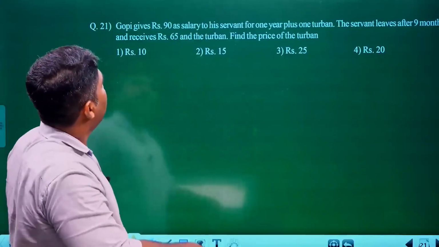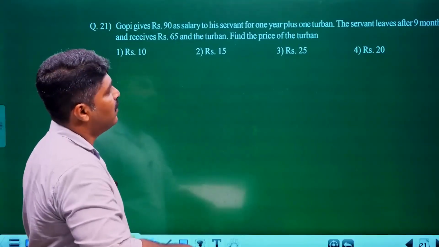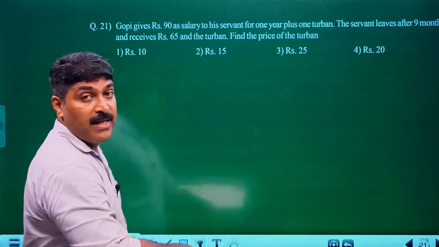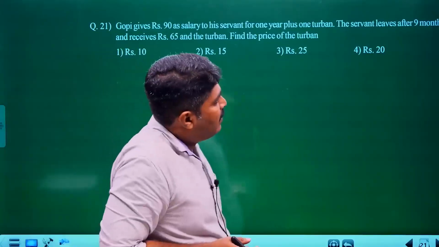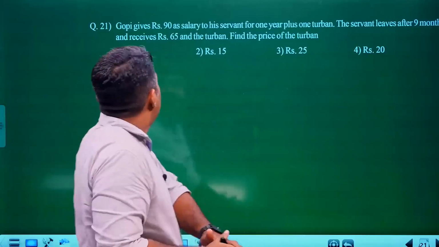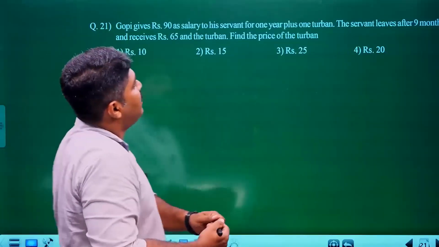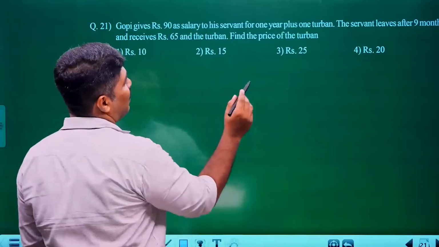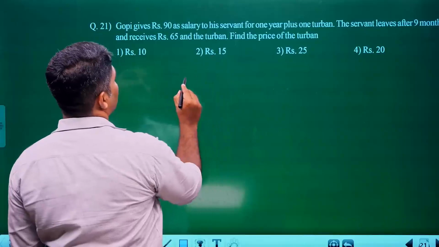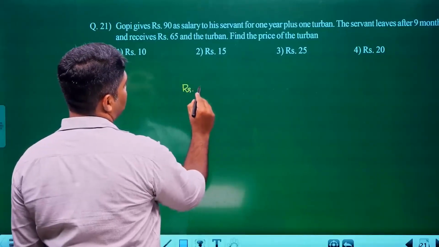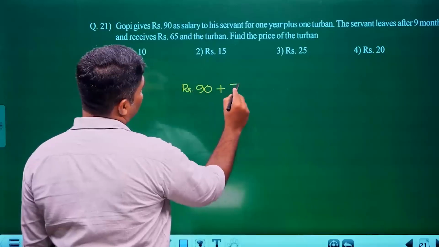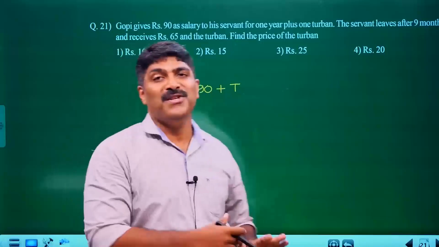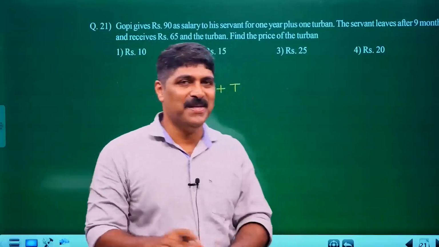And the next question. Gopi gives ₹90 as salary to his servant for 1 year plus 1 turban. That's the remuneration for a period of 1 year. The servant leaves after 9 months and receives ₹65 and the turban. Find the price of the turban. So for these 12 months, what is the amount distributed? That is ₹90 plus 1 turban. I put T to represent the price of 1 turban.